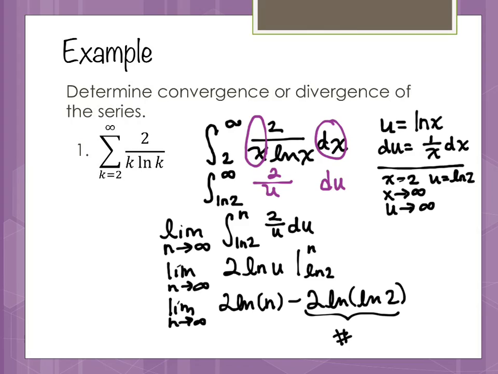Of bigger concern to this particular problem is this portion. The limit as n goes to infinity of 2 ln, or 2 natural log of n. So what in the world is the limit of 2 natural log of n? What happens?